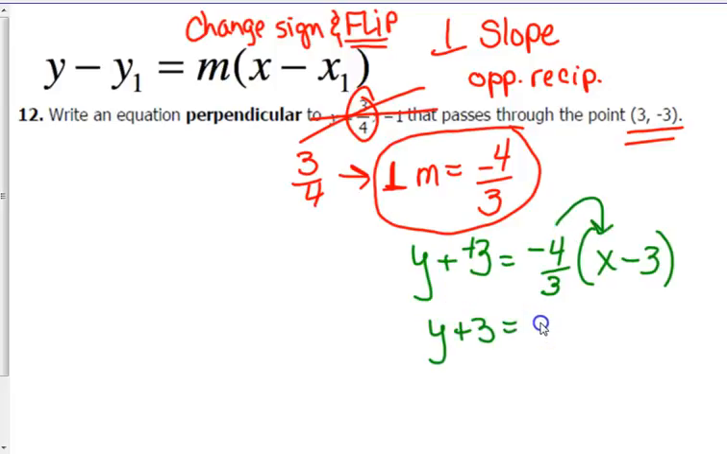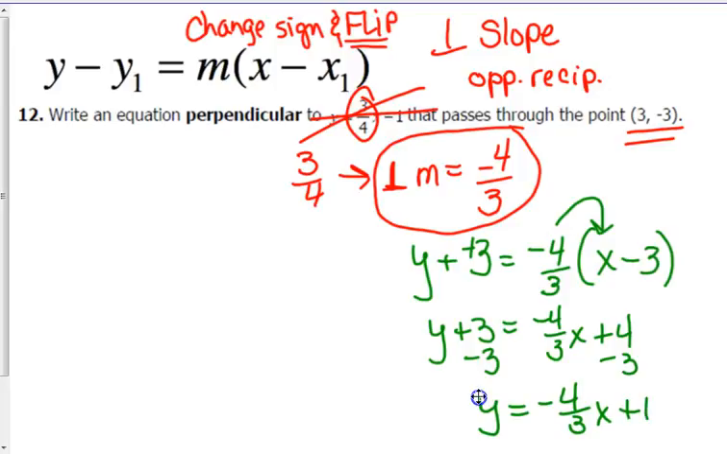Negative 4/3 times x. Okay, what's negative 4/3 times negative 3? Negative 4 divided by 3 times negative 3. Touch your calculator. Positive 4. What's left? Subtract 3 and we get, so we have y equals negative 4/3 x plus 1.